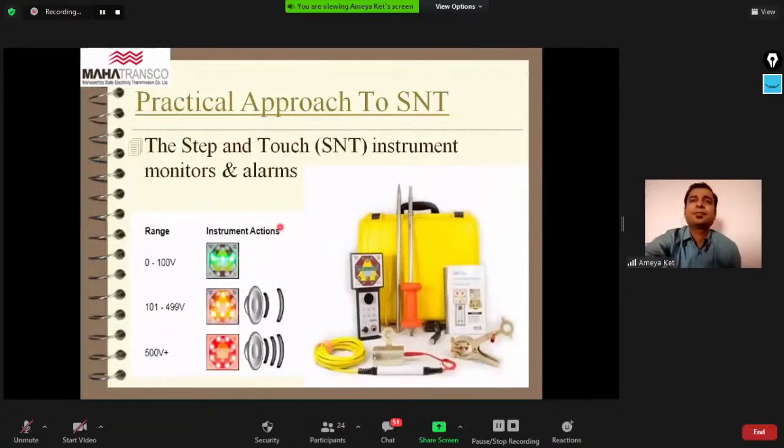Now we'll move ahead. Now coming to a very important thing, that is the practical approach to step and touch potentials. As we know, in the substations, we are able to maintain the step and touch potential because we are already maintaining the earthing. So how do we maintain the earthing?